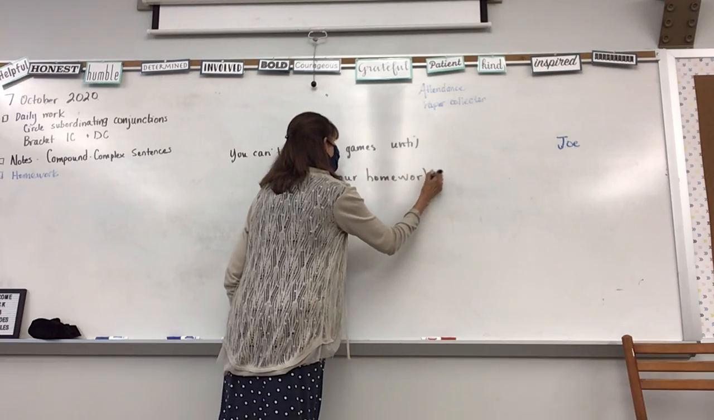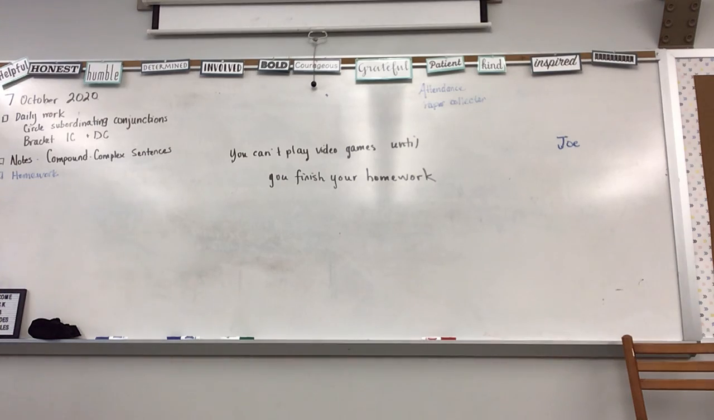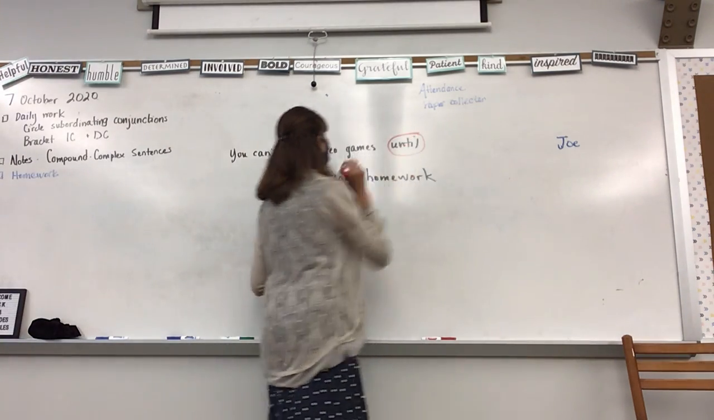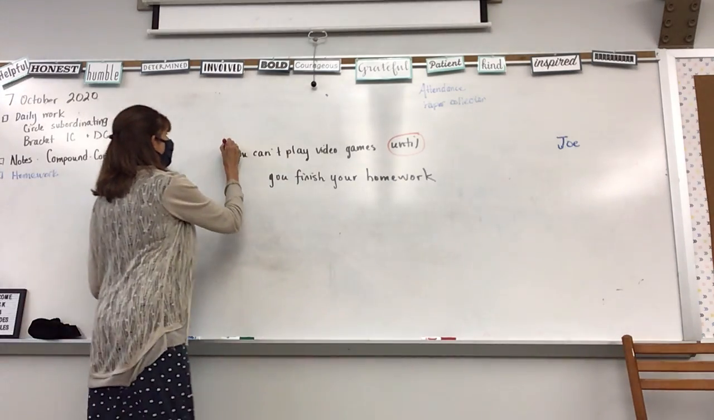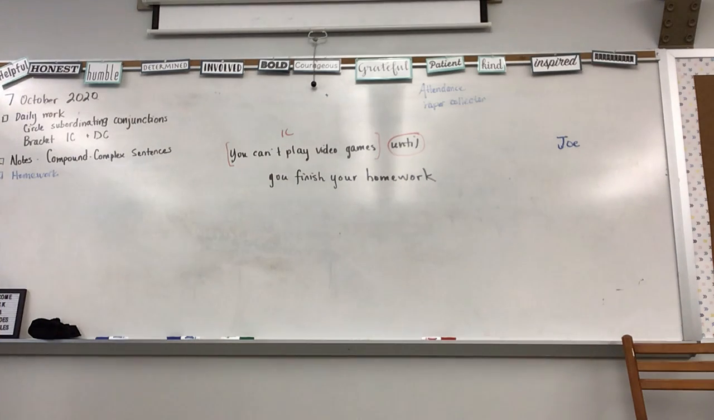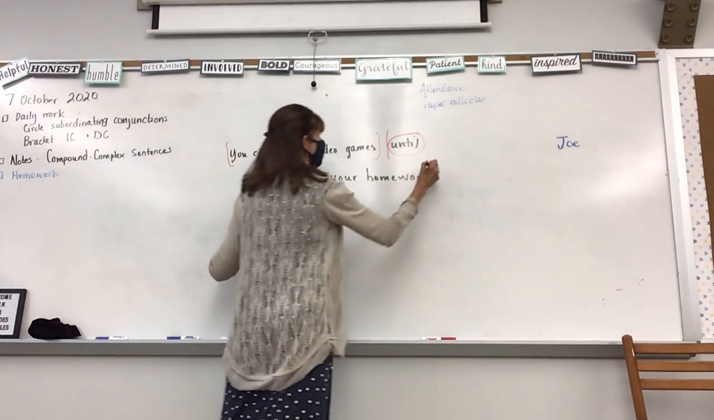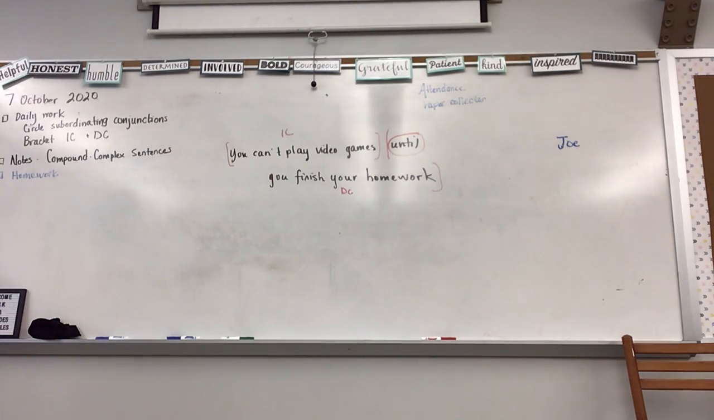Okay, Griffin, can you tell me what is the subordinating conjunction in this? Until. Okay, and Sarah, can you tell me what's the independent clause? You can't play video games. Okay, you can't play video games, so there's our independent clause. And then, Reagan, what's the dependent clause? We're going to have the conjunction in there, so until you finish your homework, and that's the dependent clause. Okay, so that's what you guys should have done.